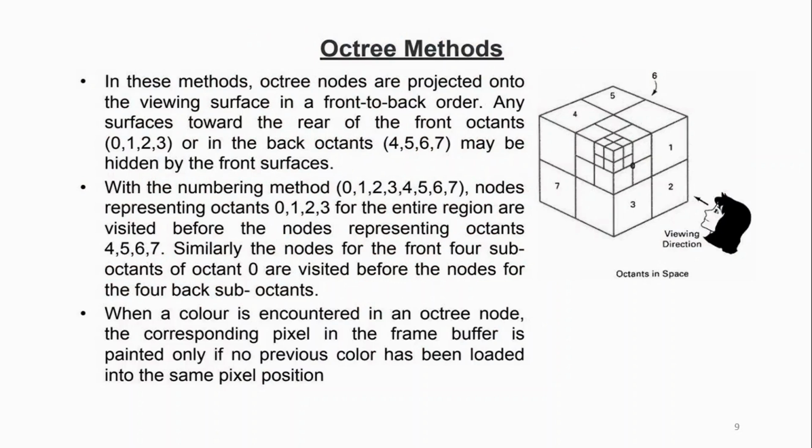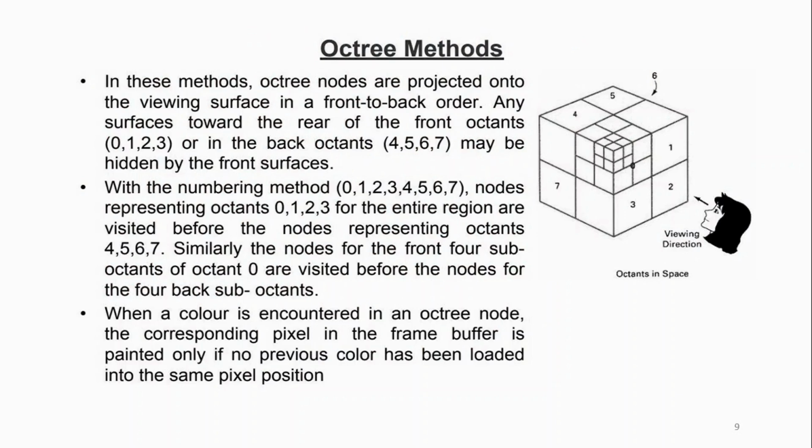Let's move on to the next algorithm, the octree method. The octree method is an extension of the spatial subdivision technique into three dimensions. In the previous one, area subdivision, we had two dimensions. The same idea is implemented in the three-dimensional view. That's the octree method.